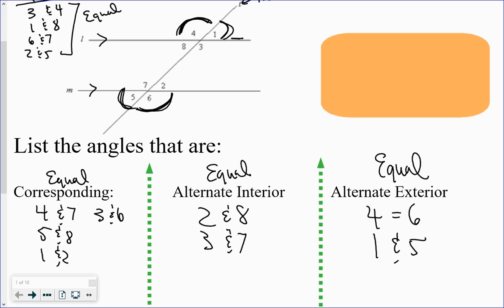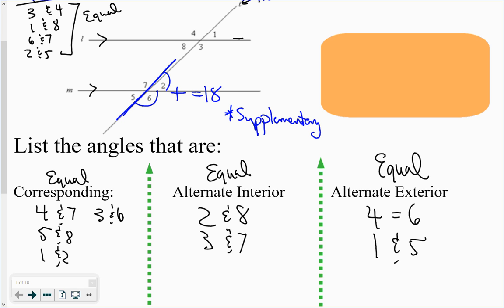Okay? Now, another set of angles that I didn't write on here, but it's quite common, we've used it actually in other applications, is the idea of supplementary angles. Supplementary angles are angles that create a straight line. So here I have a straight line. So angle 6 and angle 2 are considered supplementary. Now they are not equal to each other, but they add up to 180 degrees because there's 180 degrees in a straight line. So here's another straight line. So angle 1 and angle 4 are considered supplementary. So supplementary angles are not equal, but they do add up to 180 degrees.